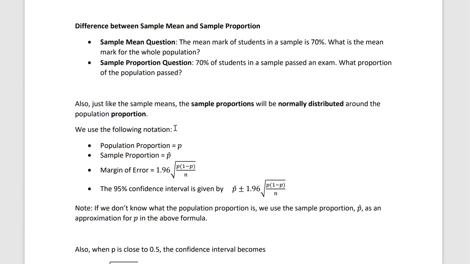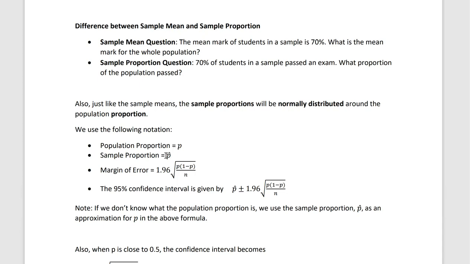We're going to use the following notation from now on for these types of questions. The population proportion, we'll call it P. Let's take the example of the number of students in a class that got over, say, 70%. Then P would be 0.7. So P is the proportion of students who got over 70%.